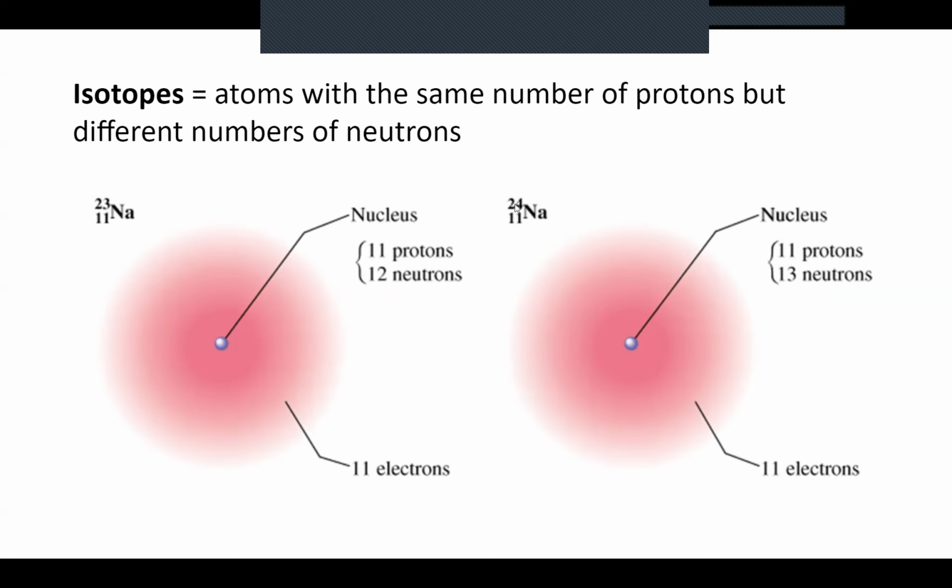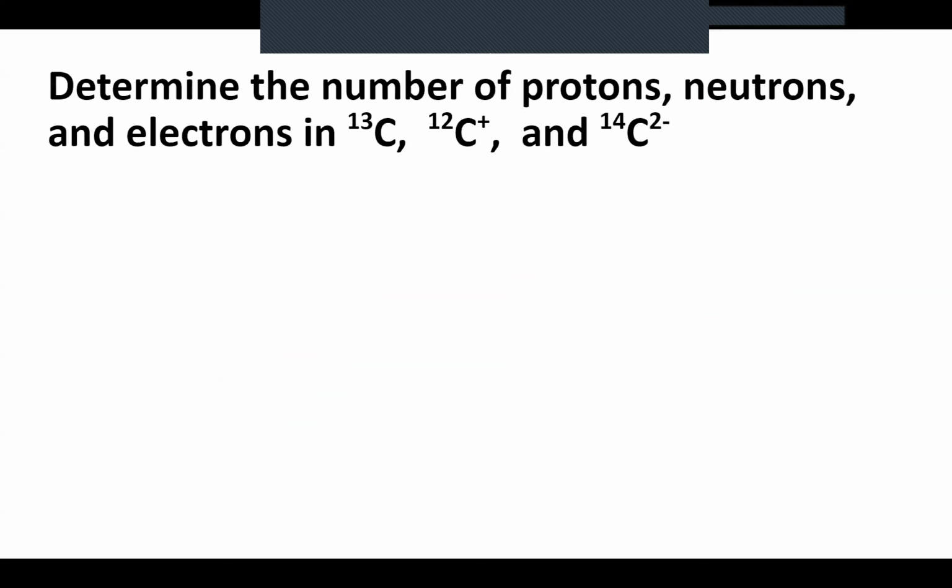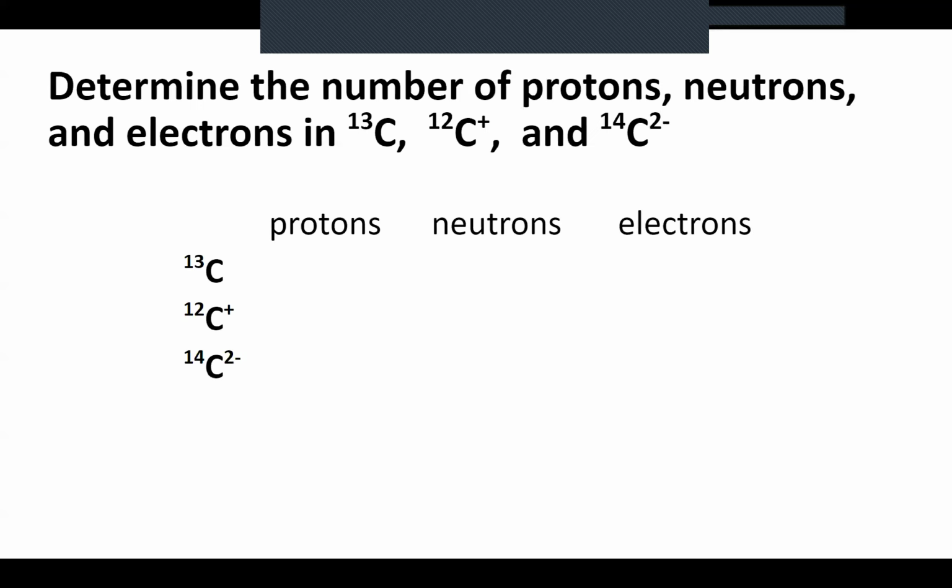In the atom on the right, the mass number is 24, not 23. If you subtract 11 from 24, you arrive at 13. There's 13 neutrons in the atom on the right side. Same element, but differing numbers of neutrons, and thus different masses. We call those isotopes.